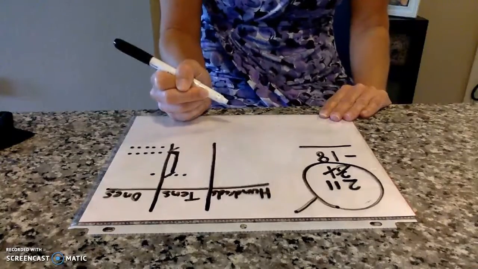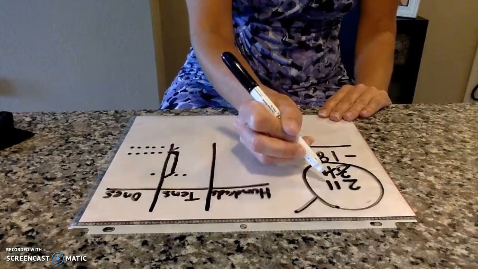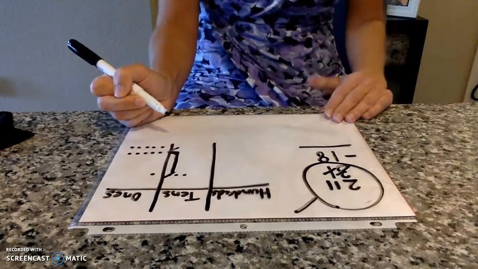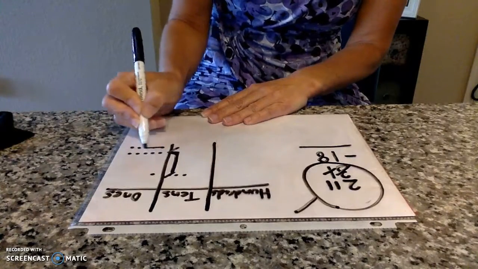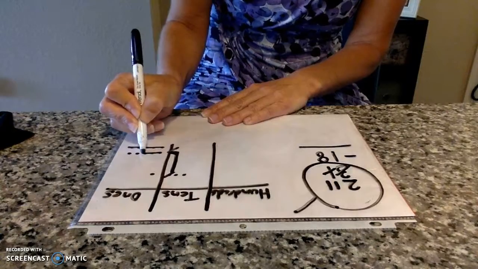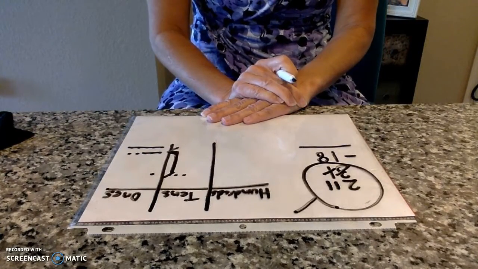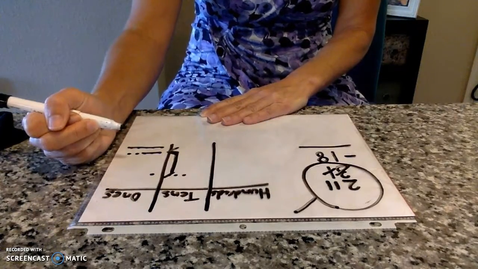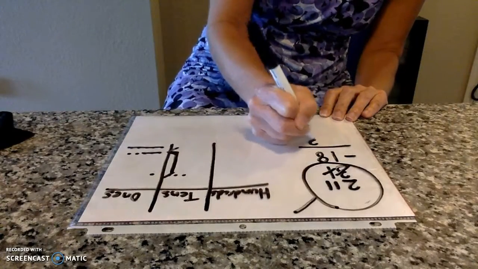Yes, so now we're ready to subtract, and we're going to start in our ones. 11 ones minus 8 ones. So let's show that on our chip model. We have 11 ones, and we're going to take away 8 ones. So how many ones do we have? That's right, 2 ones plus 1 one equals 3 ones. So let's show that in vertical form.